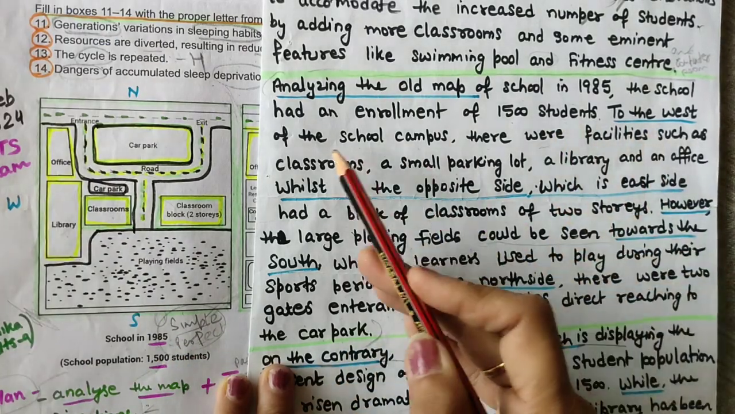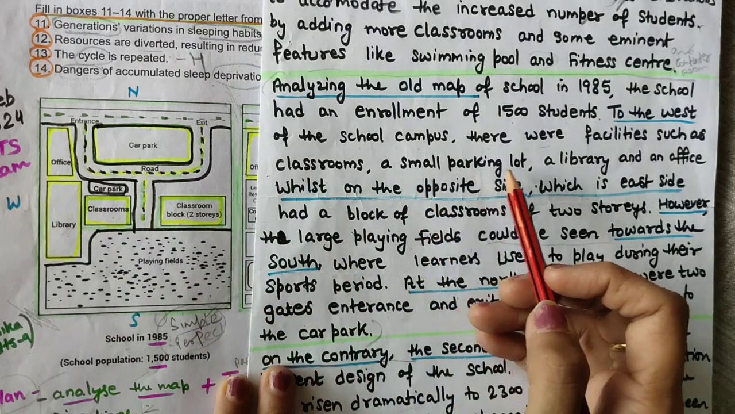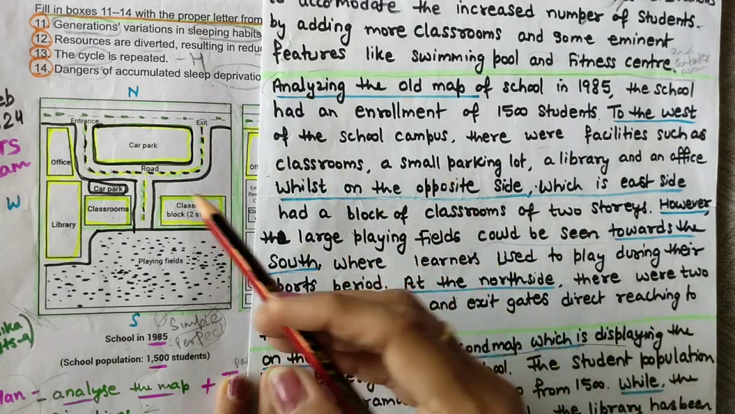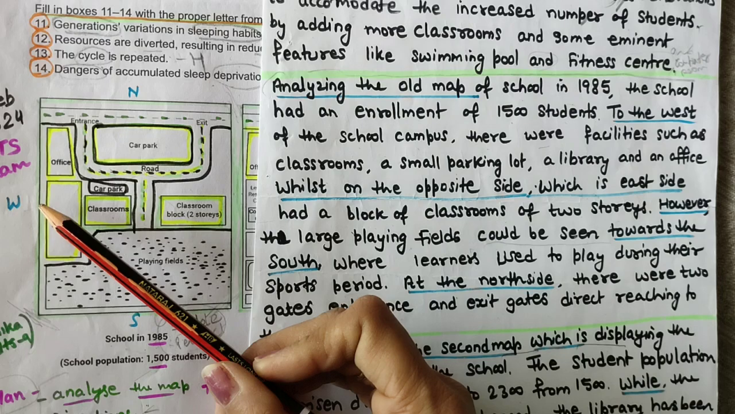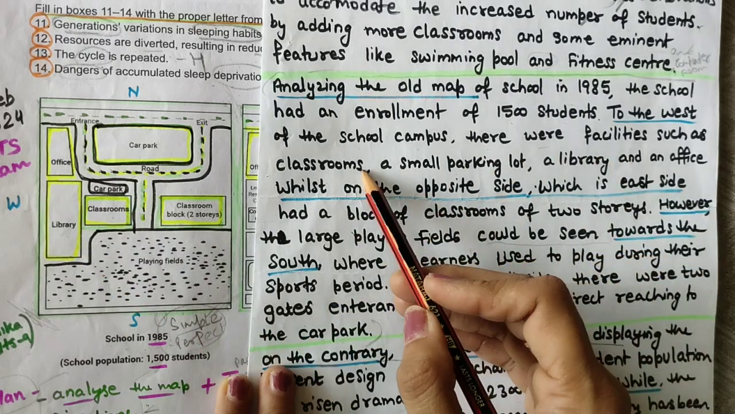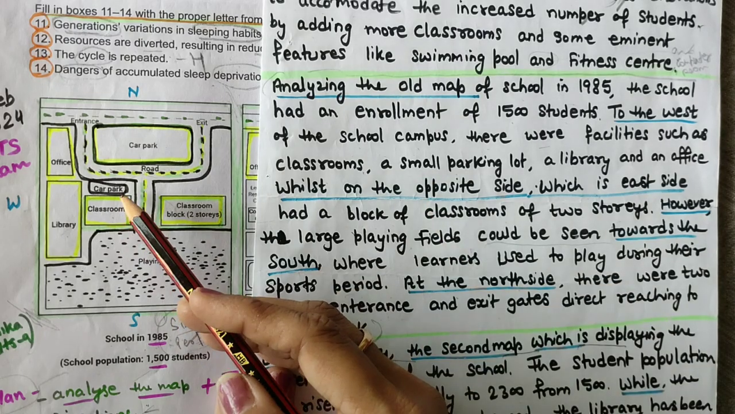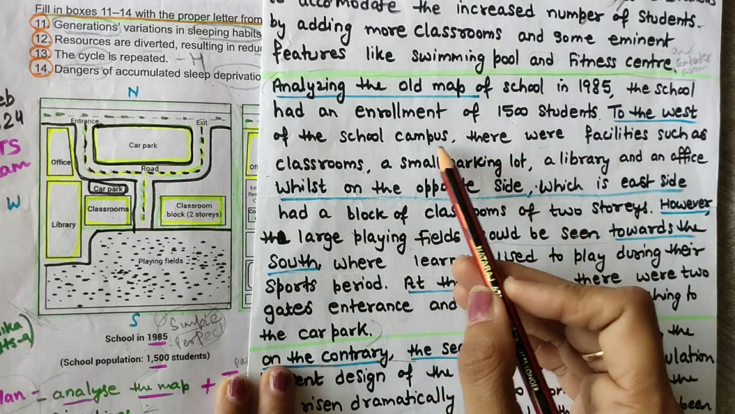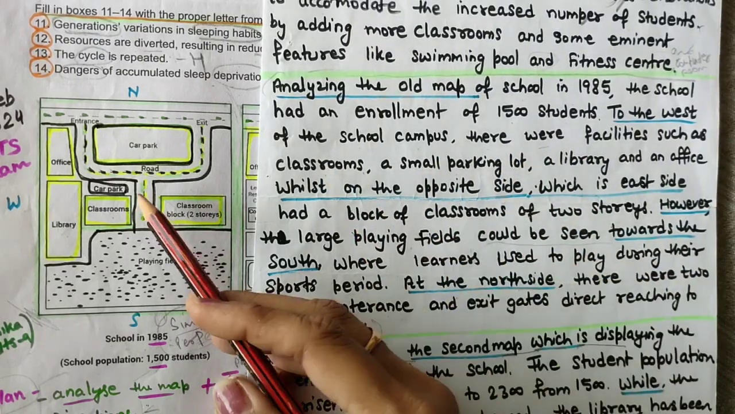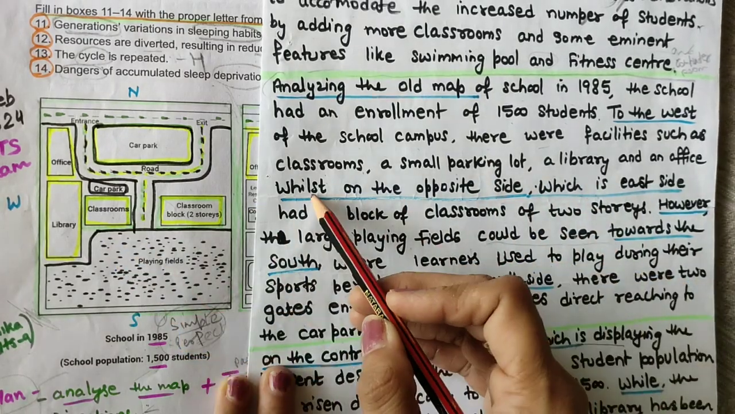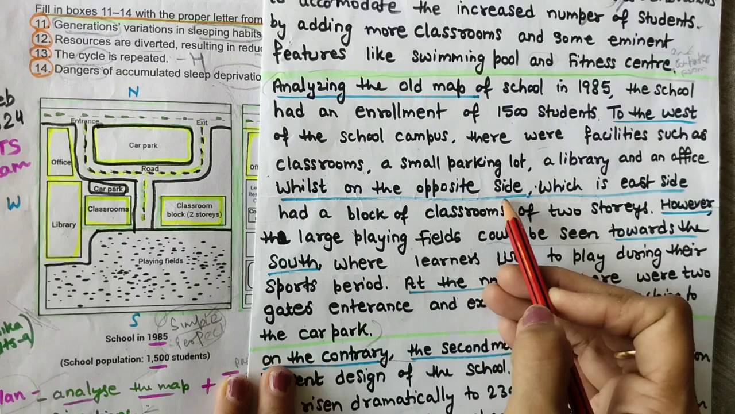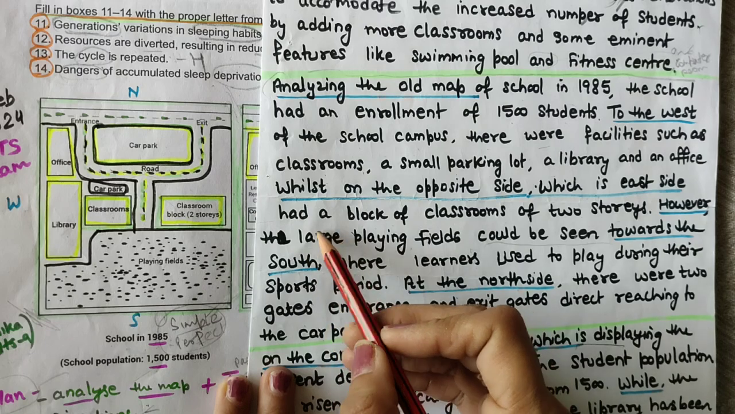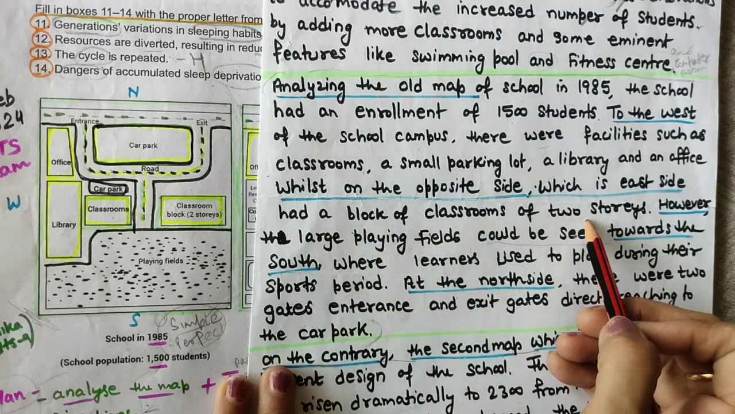To the west of the school campus, there were facilities such as classrooms, a small parking lot, a library and an office. In fact, we can say this is in the middle, but okay. Whilst on the opposite side, which is east, there was a block of classrooms of 2 stories.